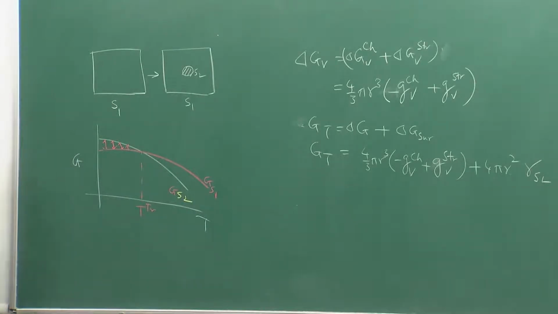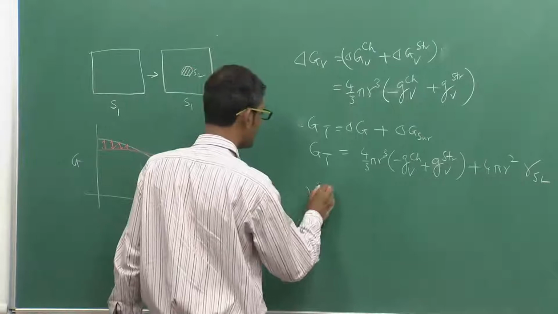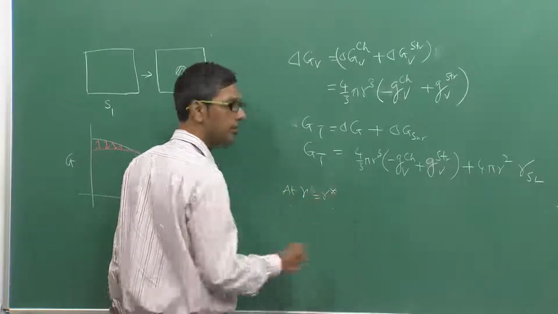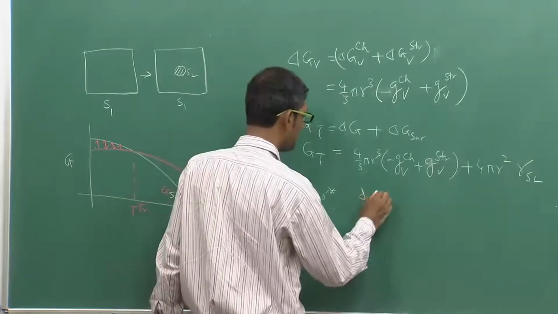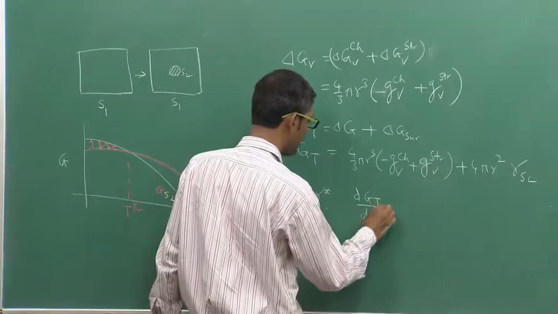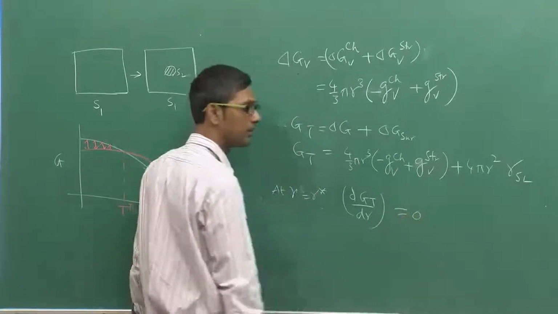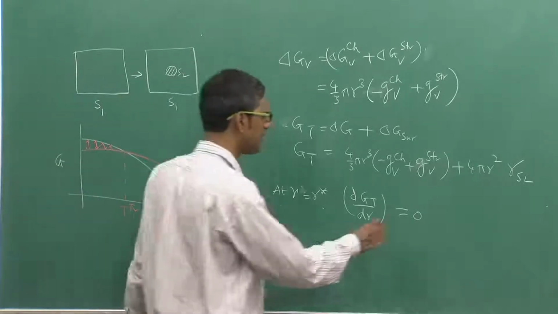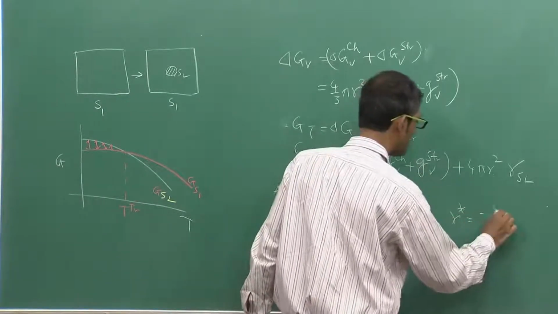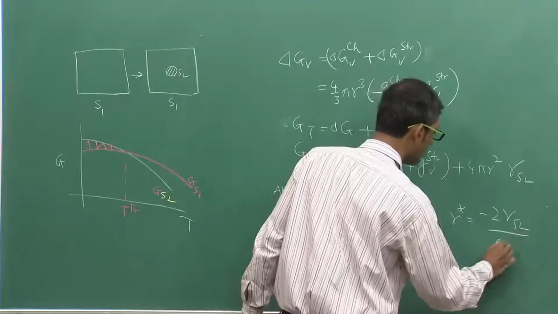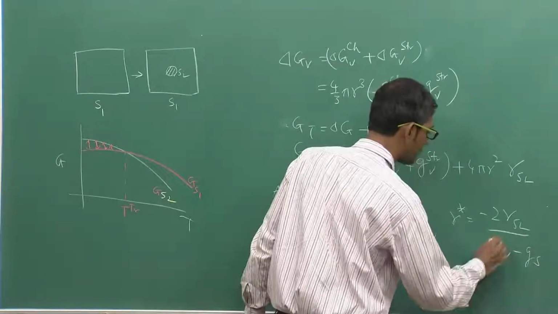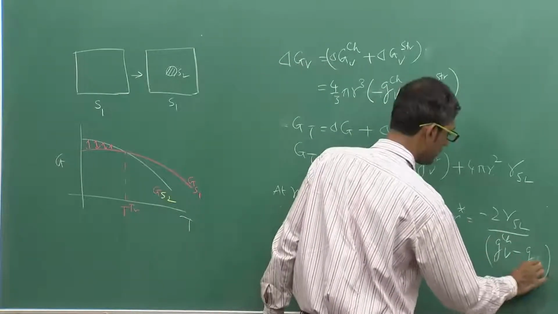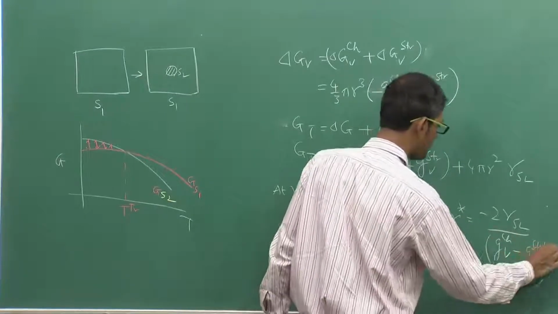So, now it is simple. Now, to find out r star, at r equal to r star, d delta G total by dr is equal to 0. Okay. So, one can simply do the maths. It is basically the same thing. So, r star will be minus twice gamma SL over g V CH minus g V strain, sorry, this is strain.